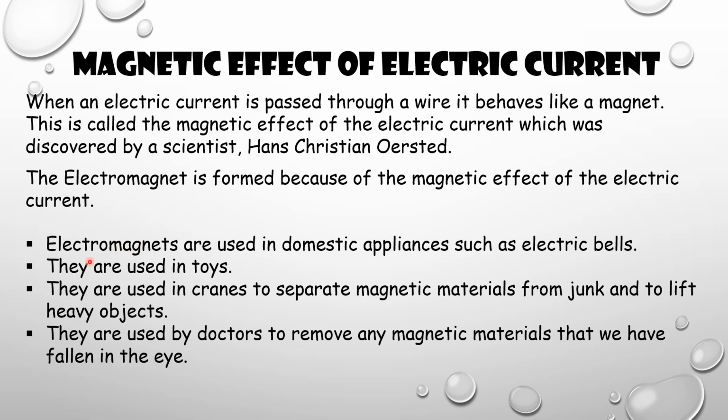Electromagnets are used in domestic appliances such as electric bells. They are used in toys. They are used in cranes to separate magnetic materials from junk and to lift heavy objects. They are used by doctors to remove any magnetic materials that have fallen in the eye. So these are the uses of electromagnets, and the electromagnet works under the principle of the magnetic effect of electric current.